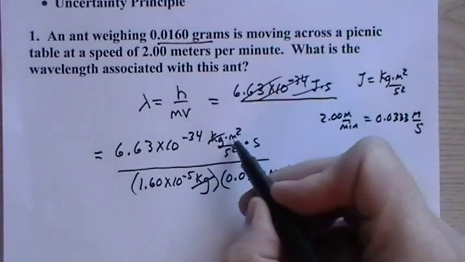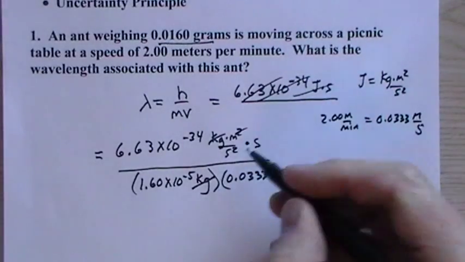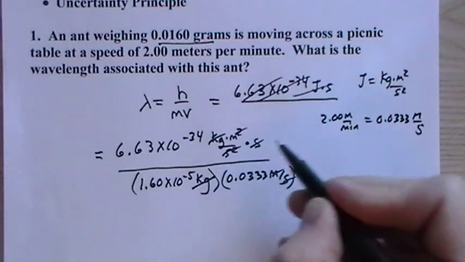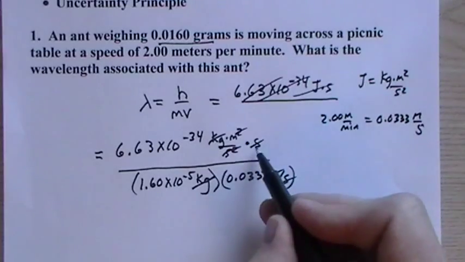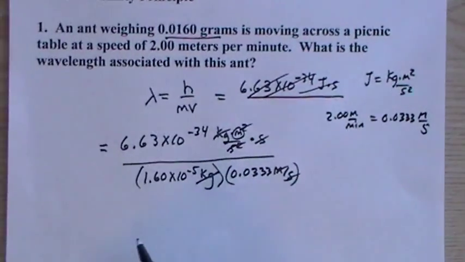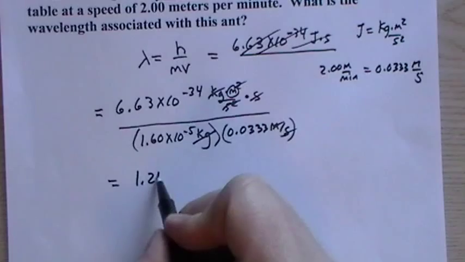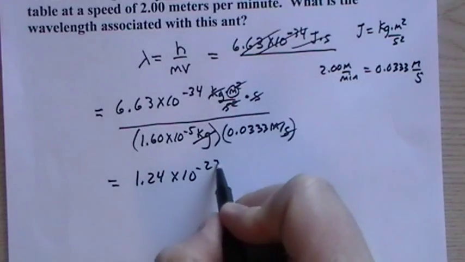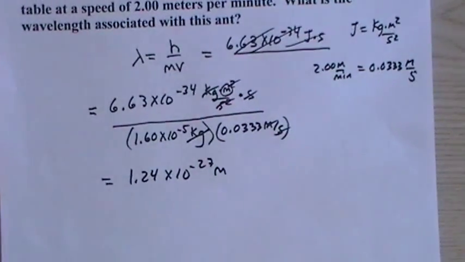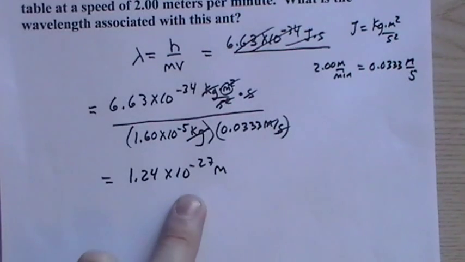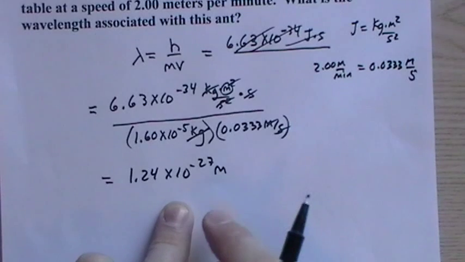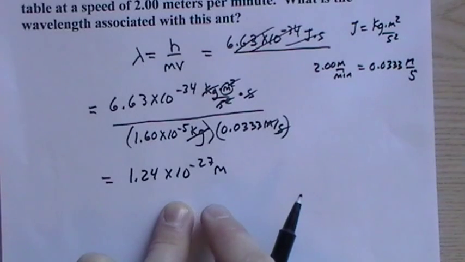Kilograms, meters, seconds, and then the other second here cancels, and we're just left with meters, and that's what we need for wavelength. So the wavelength of the ant is 1.24 times 10 to the minus 27 meters. The distance across the nucleus is about 10 to the minus 15 meters. So this is 1 trillion times smaller than the distance across the nucleus.